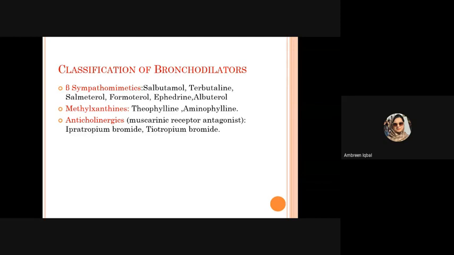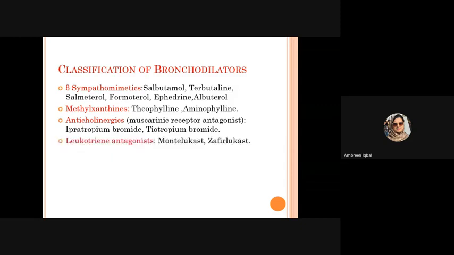Next class is methylxanthines. Methylxanthines are theophylline and aminophylline. Anticholinergics, we are well familiar with this. Anticholinergics are the drugs that antagonize the actions of cholinergics. Cholinergics come under the parasympathetic system, and acetylcholine is the major neurotransmitter in the parasympathetic system. So here, anticholinergics antagonize the action of acetylcholine. Ipratropium bromide and tiotropium bromide act on the muscarinic receptors present in the lungs and cause bronchorelaxation. They are preventing the bronchoconstriction.